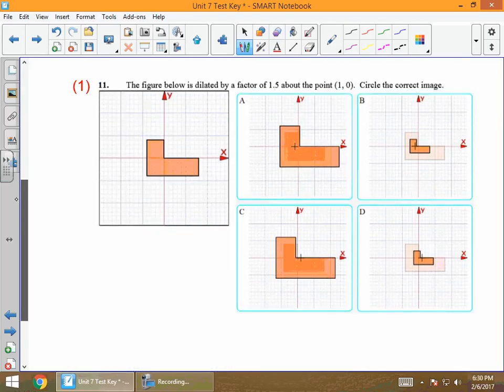And then question number 11. The figure below is dilated by a factor of 1.5. That means it had to get bigger. So I can automatically throw out B and D because it has to get bigger. The figure has to grow in size because that dilation factor is bigger than 1. And it has to be around the point 1, 0.